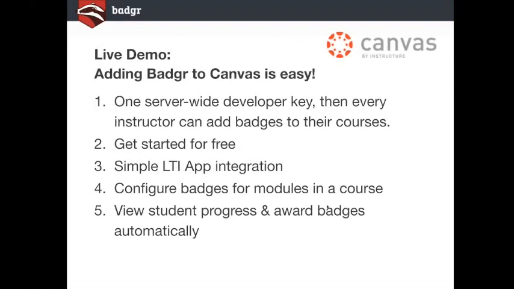So now we're going to spin up a live demo here to show you that adding badges to Canvas with Badgr is real easy. The first step really is just to get a site-wide developer key, and then once you do that, it's about as easy as you can get for an LTI app integration. We'll show you how to add that integration, and then how to configure your badges for use in a course, and then how an instructor will award badges automatically. Watch those being awarded as students progress through the course, and then how both instructors and students can view the progress that students are making through those different achievements.